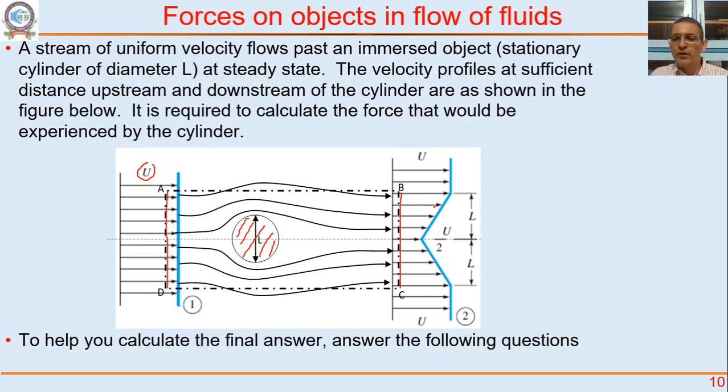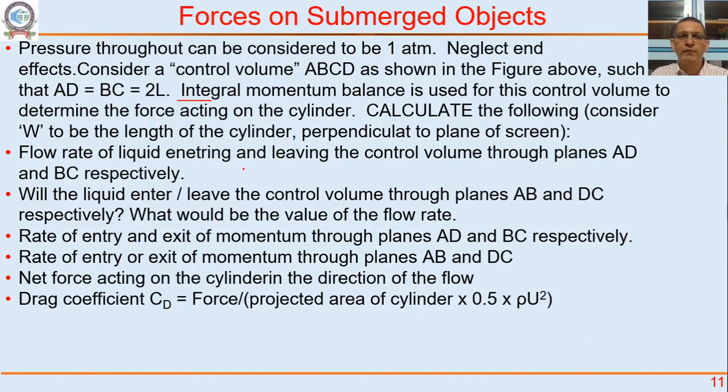Calculate that. Once you do, you will find that the flow rate going out through BC is not the same as the flow rate entering AD, and that means there is a net flow rate leaving through planes AB and DC. I would like you to calculate an expression for that. So what is the flow rate of fluid entering and leaving the control volume through plane AD? It enters through plane AD, it leaves through BC.